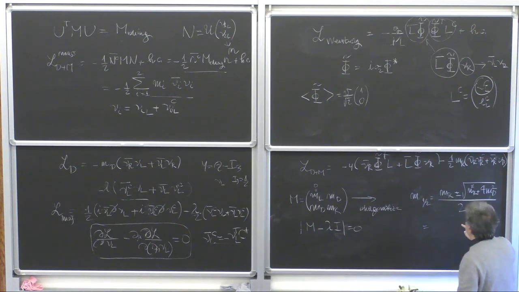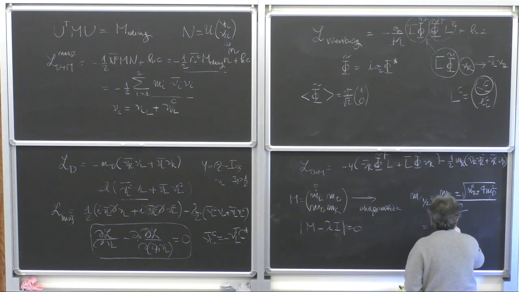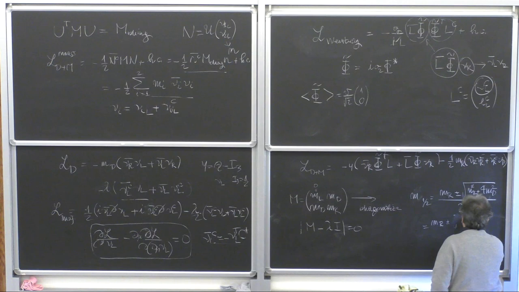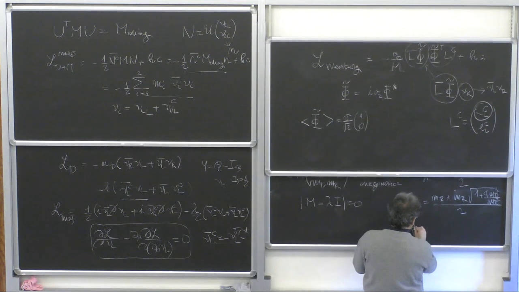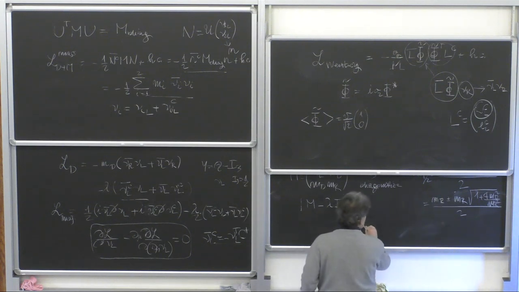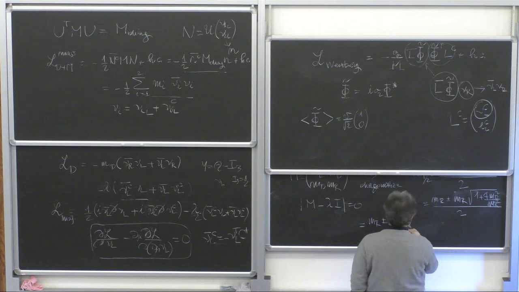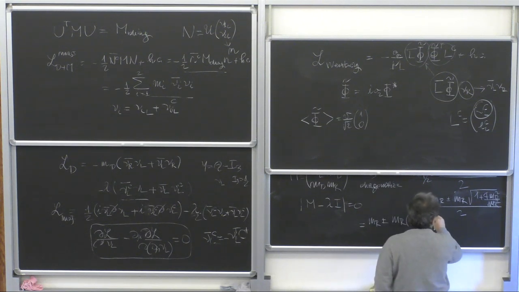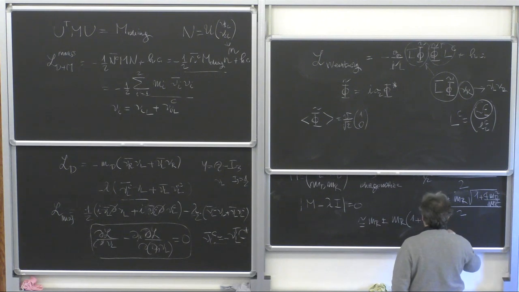Now, if MR is very high, in the hypothesis that MR is very high, you can write this as MR times (1 plus 4 MD squared divided by MR squared) divided by 2. Okay, first let's expand the square root, so 1 plus MD squared divided by 2 MR squared.